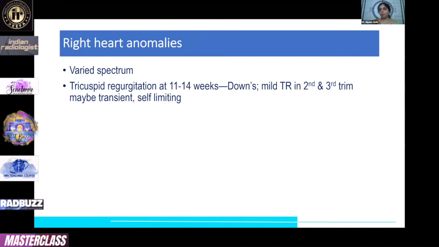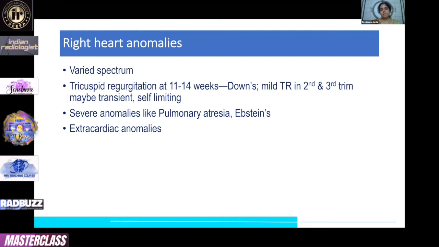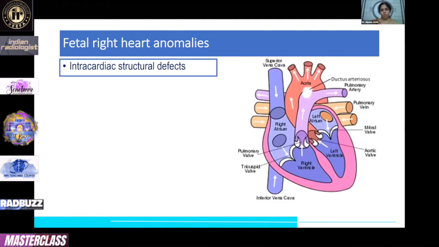So what is the problem with right heart anomalies? It is a varied spectrum. Tricuspid regurgitation at 11 to 14 weeks is associated with Down syndrome. Mild TR in the second and third trimester may be a transient self-limiting finding. There may be severe anomalies like pulmonary atresia and Ebstein's, and the right heart takes the brunt of even the extracardiac anomalies in terms of volume overload.